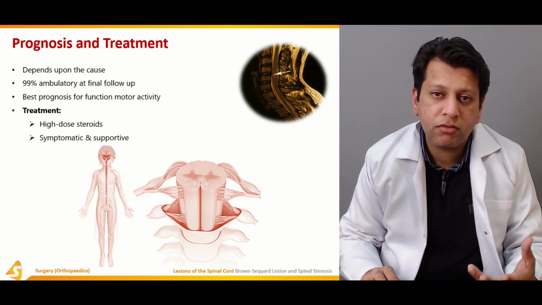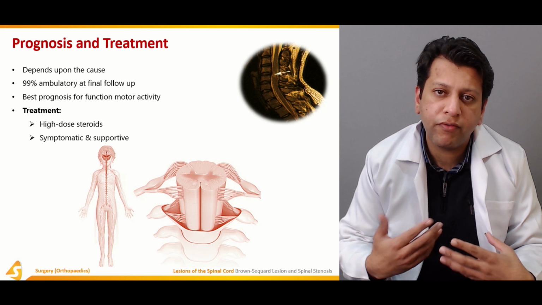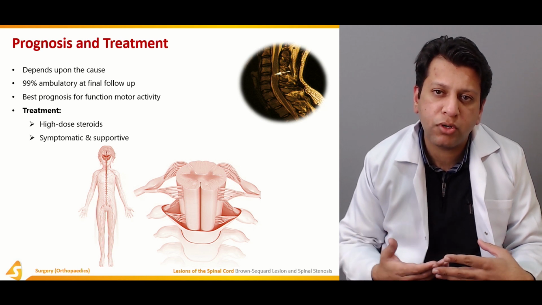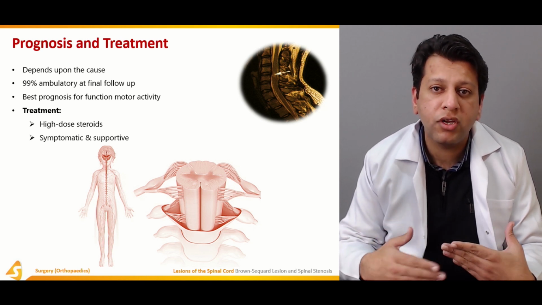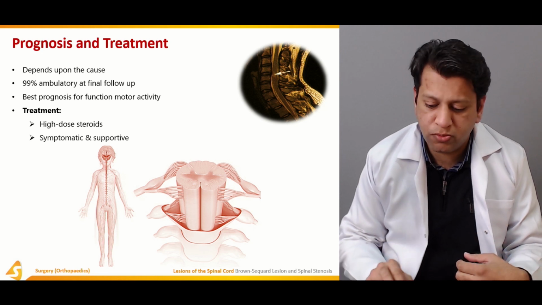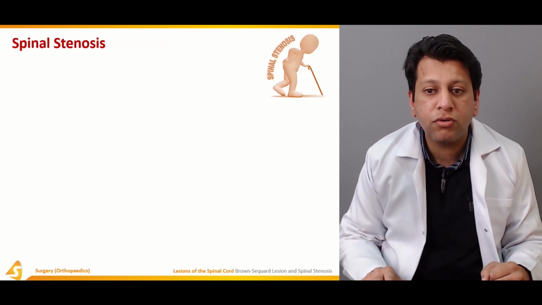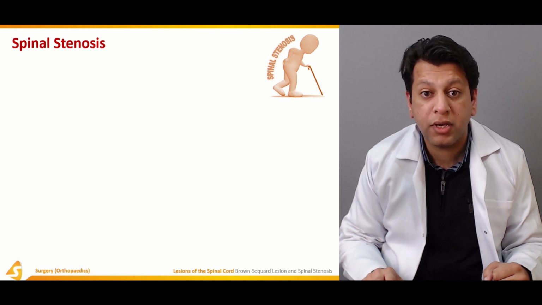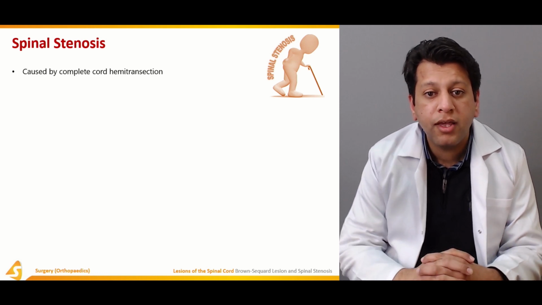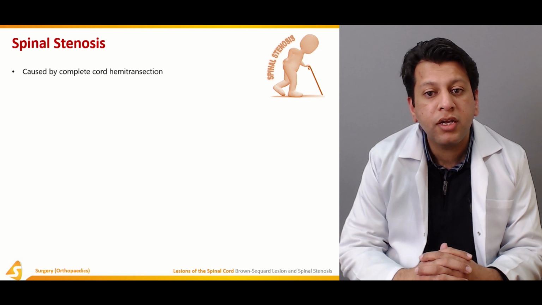And if there is an ongoing offending cause, for example tuberculosis or some kind of tumor, then we need to treat the underlying cause as well. Coming to another disease now, spinal stenosis. It is actually caused by complete cord hemitransaction.